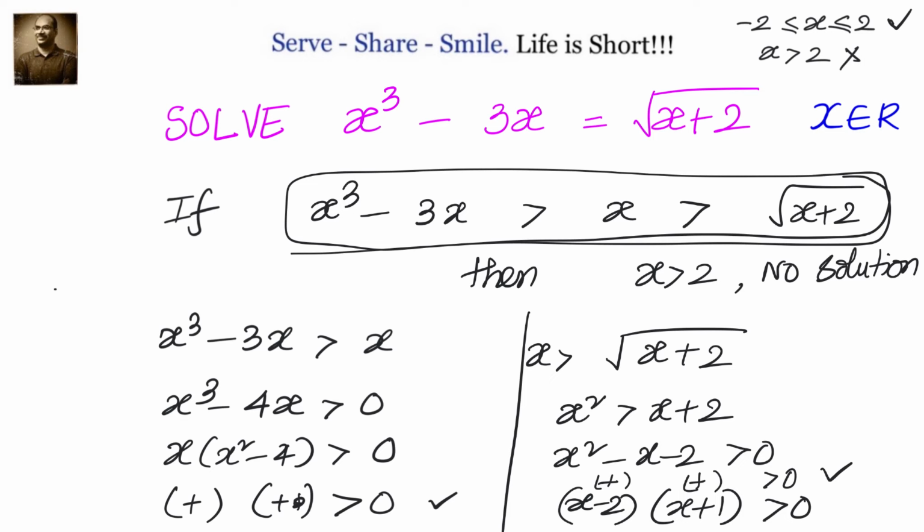If LHS is greater than RHS, then certainly you cannot have a value of x, because to have an x value we need LHS equals RHS. So the final solutions for this particular equation are x equals 2, x equals 2 cos 4 pi by 5, and x equals 2 cos 4 pi by 7.